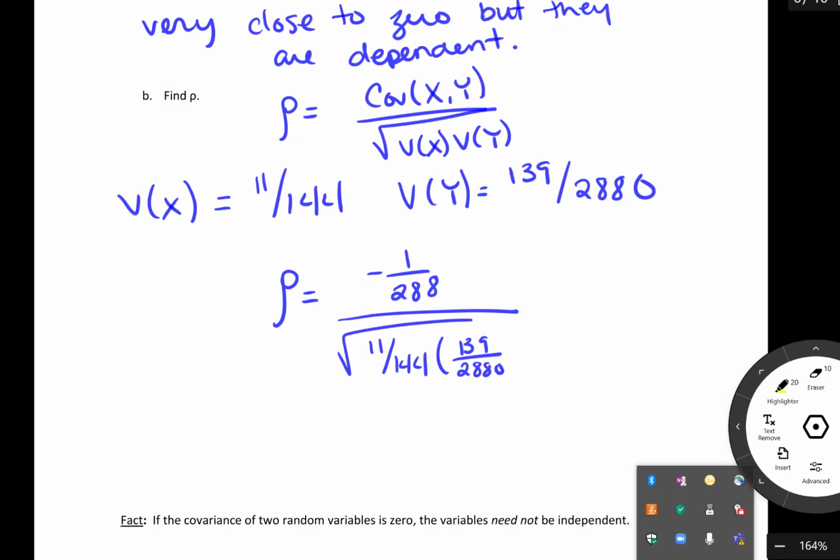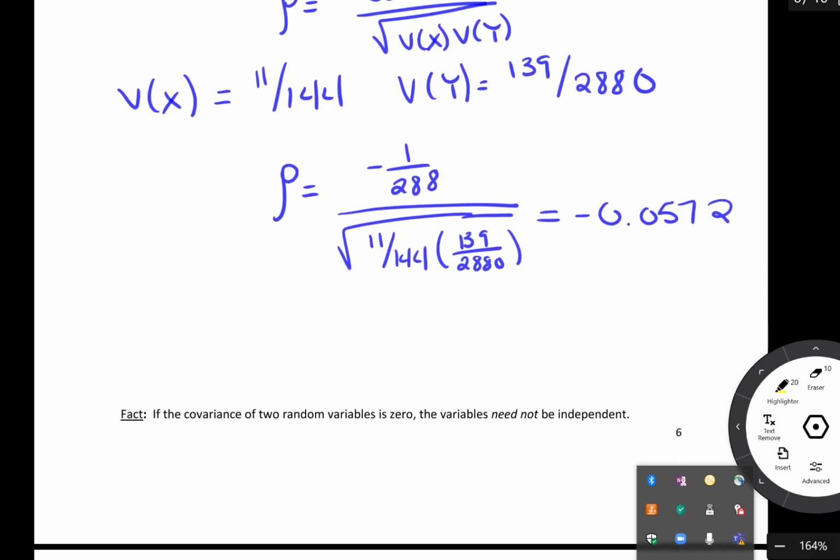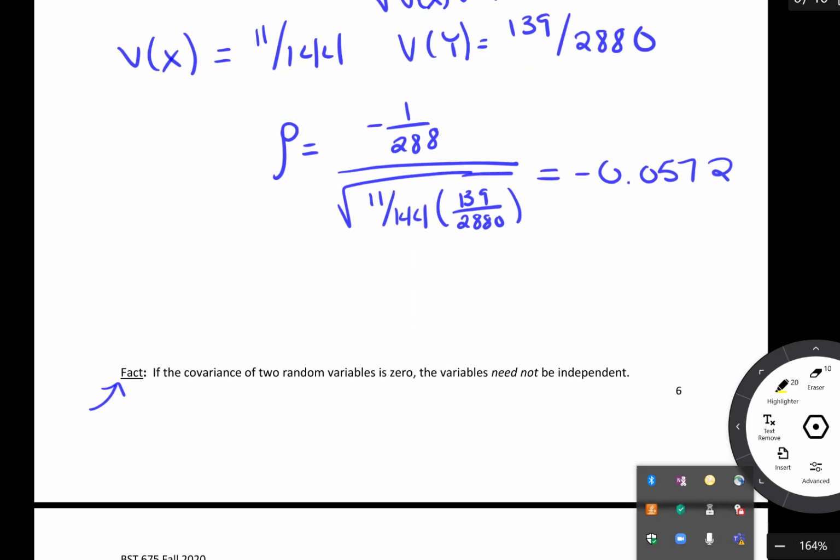And that gives us the following. And so again, this is going back to that idea that we just saw earlier, that if the covariance of two random variables is equal to 0, the variables need not be independent. Whereas the opposite is true. If they are independent, then we know that the covariance is equal to 0.